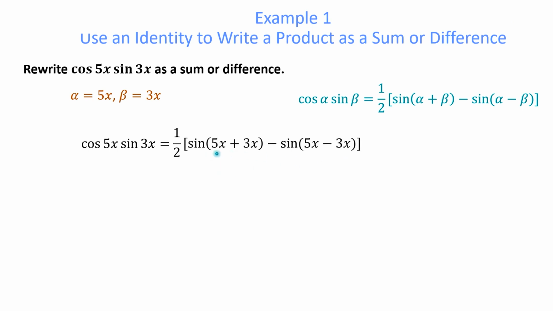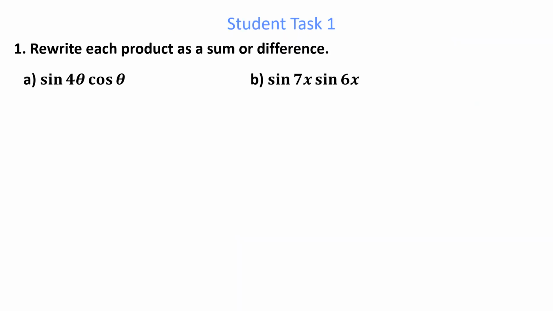Now you can see here within the brackets 5x plus 3x will simplify to give me 8x, and 5x minus 3x will simplify to give me sine 2x. And we can multiply out this bracket by using the distributive property to give us the final simplified form, which you can see is a difference. Now it's your turn to have a go at answering these questions. So pause the video before I reveal the answers. And the answers are the following.